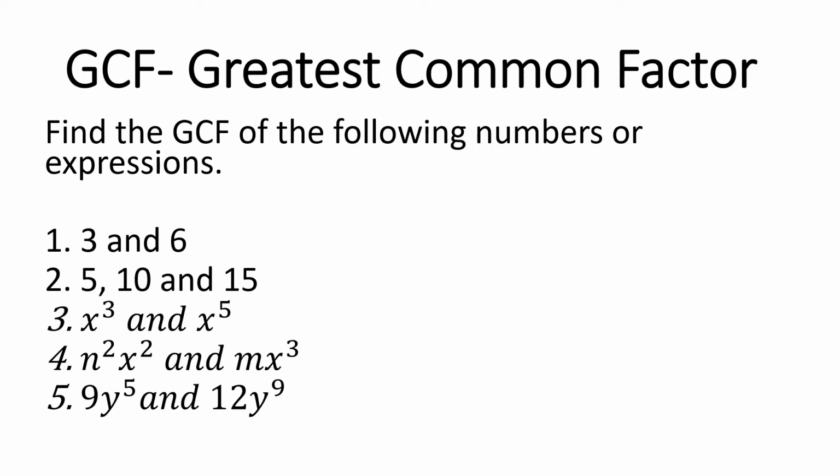Now, let's try. Let's find the GCF of the following expressions on numbers. So the GCF is the greatest common factor. Let's have number 1, 3 and 6. To find the GCF of 3 and 6, let us enumerate the factors of 3. So the factors of 3 are 1 and 3. When we multiply 1 and 3, it will give us a product of 3.